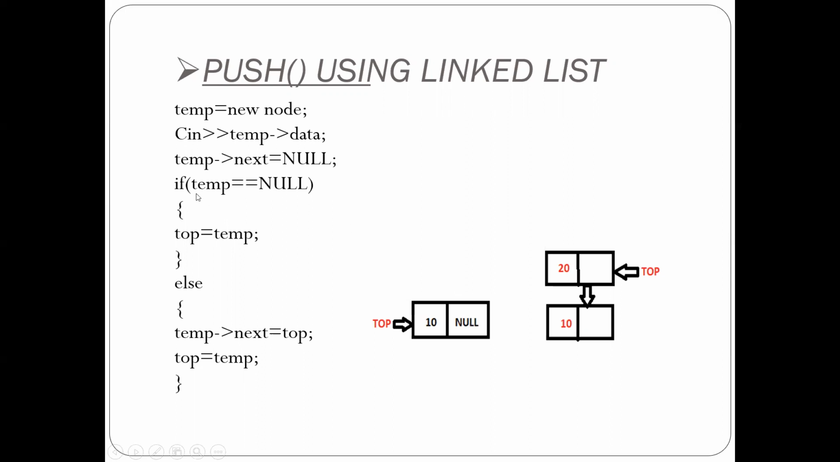Now we'll check if temp is not equal to null. There is a small mistake here, please excuse me. Instead of temp, top should be there. If top is equal to null, which will indicate that the stack is empty initially, and if the condition is true, then here we have to write top is equal to temp.